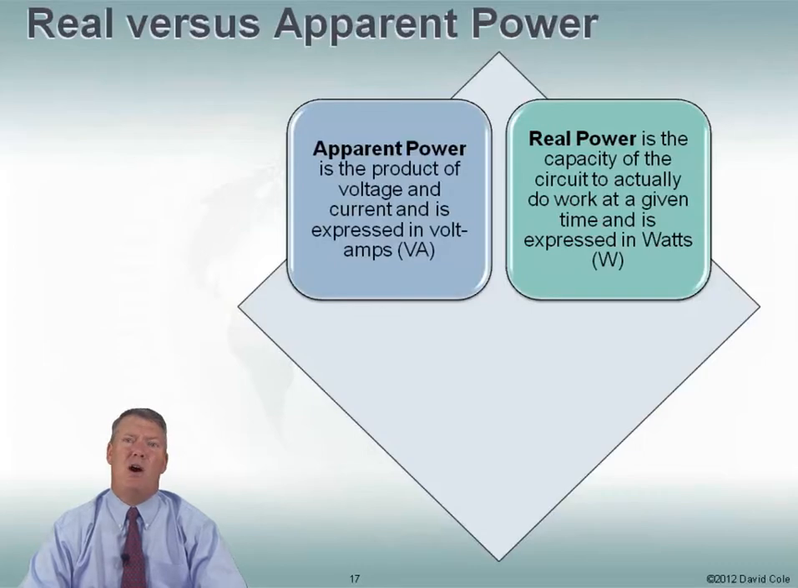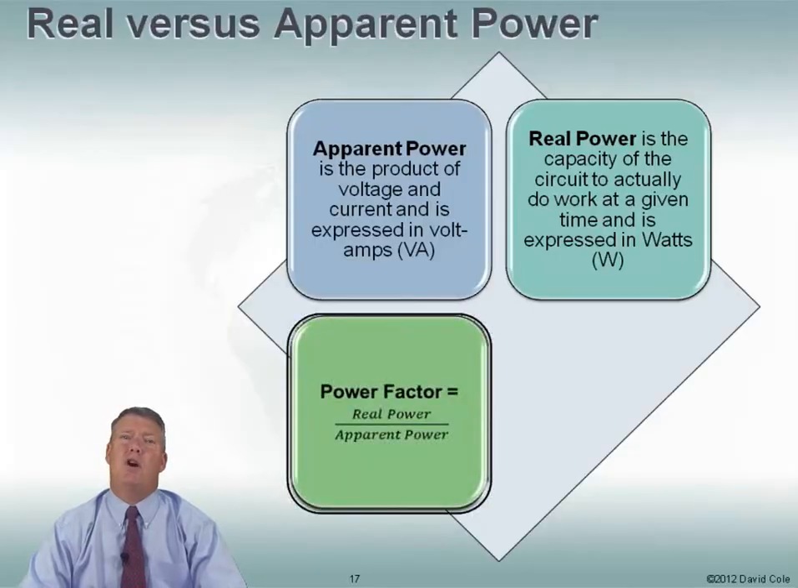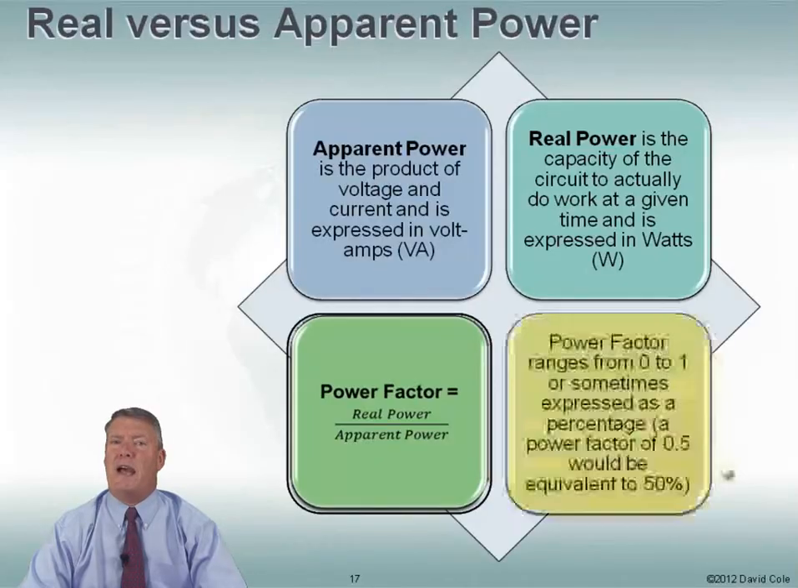So if I take that hose and I put a bend in it, the amount of water that comes out is going to be less. That's my real power, right? The real amount of water that's coming out of my hose. So the ratio of these two, apparent power and real power, is something called a power factor. It's a ratio of my real power over my apparent power, right? So I'm going to take my real power, divide that by my apparent power to get power factor.